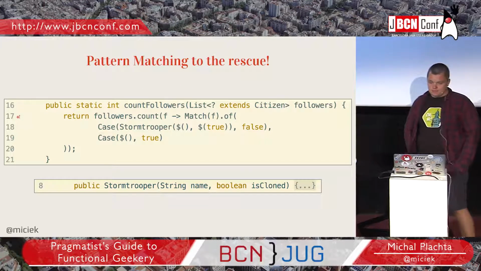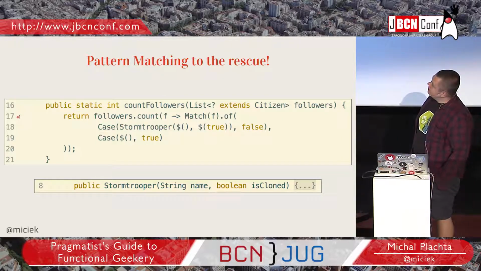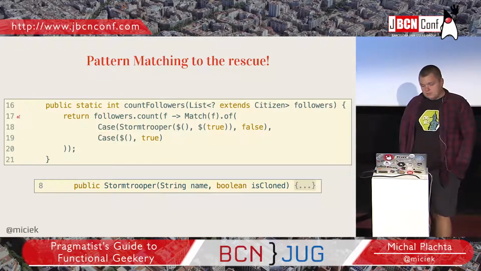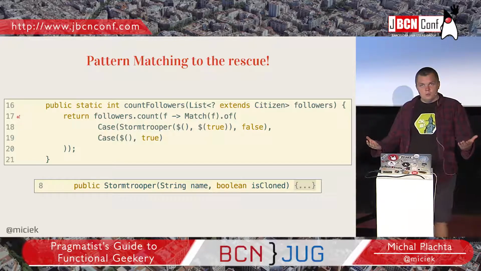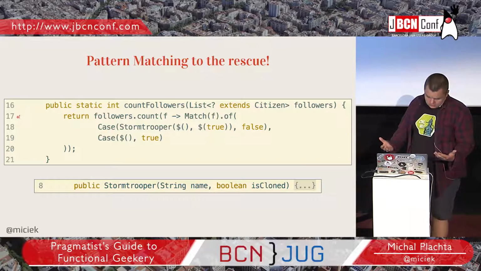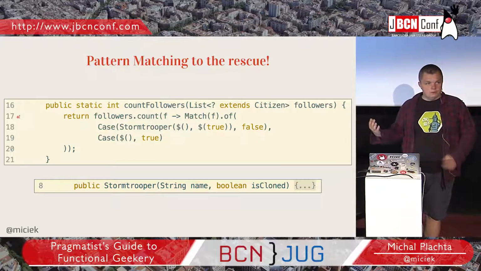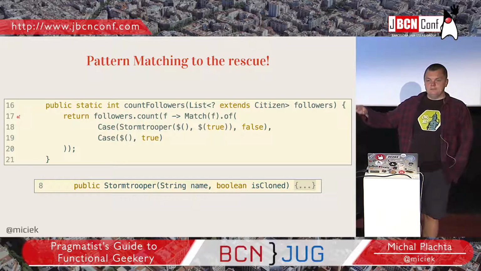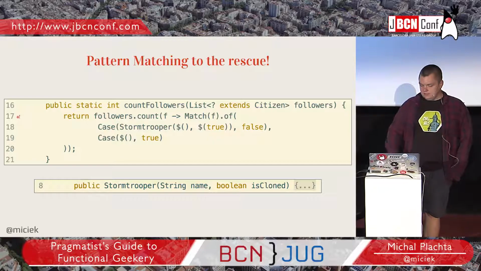We can use pattern matching. Again, followers.count, there's a lambda, right? Lambda input parameter f, which is a follower, potential follower. And then the first case is that it's a stormtrooper in line 18 with a flag isCloned equal false, right? And any other case, line 19, the default case, we just return true, and that's all we need in order to implement the functionality.